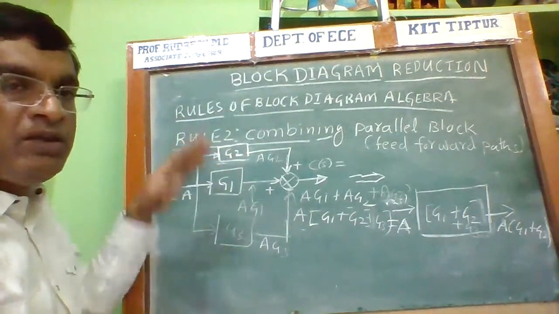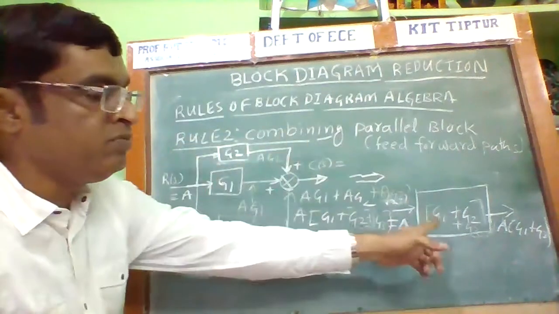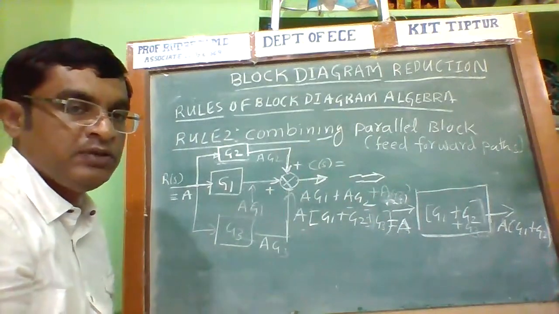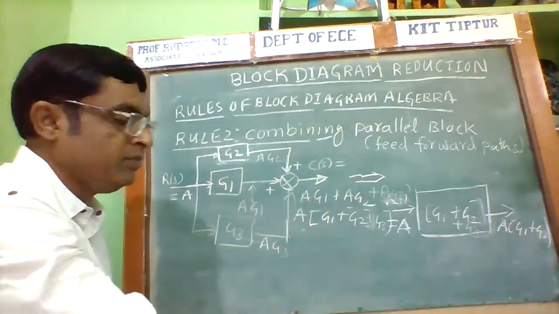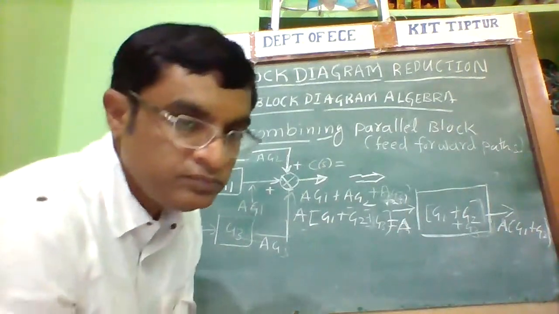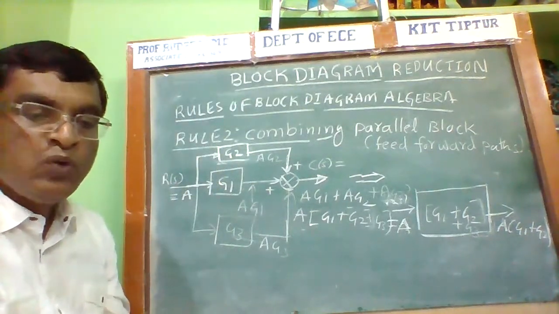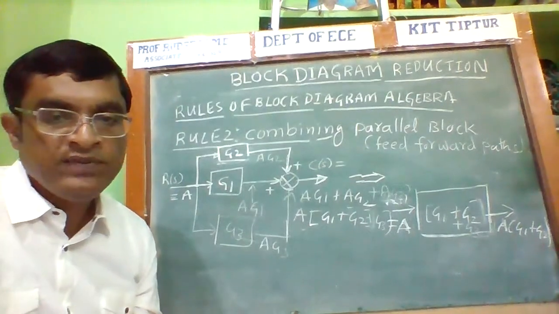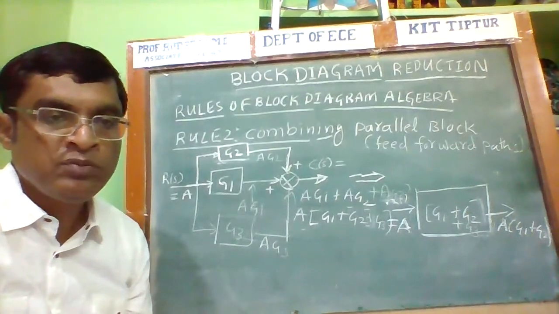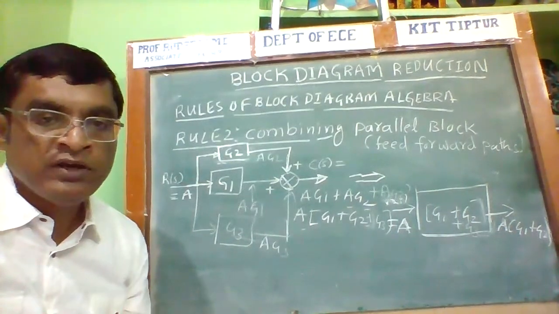If the blocks are connected in parallel, then we need to add the corresponding transfer functions and place them in a single block. These are the important rules of block diagram algebra. Similarly, I'm going to explain another important rule of block diagram algebra, which is moving the branch point ahead of the block. If I move the branch point after the block, then what will be the resultant block?